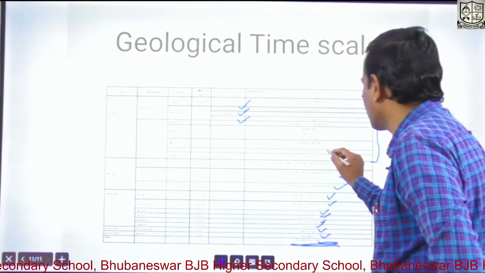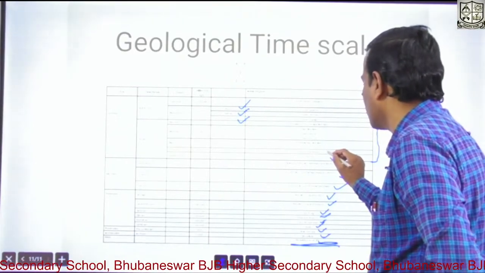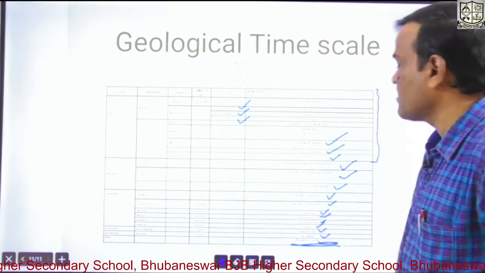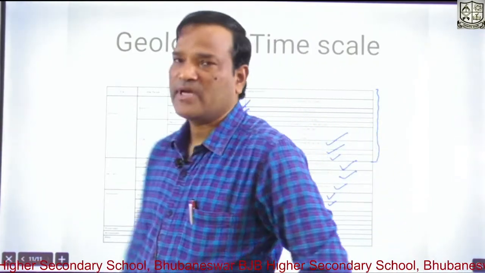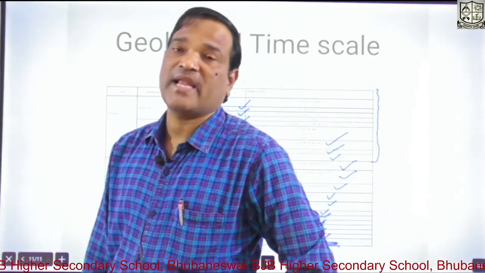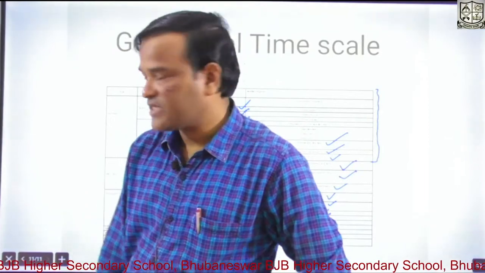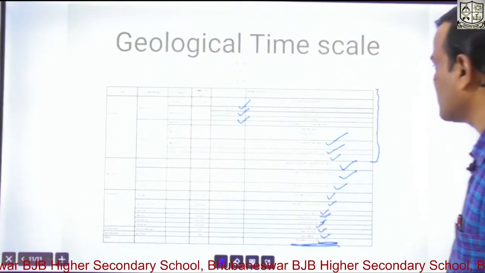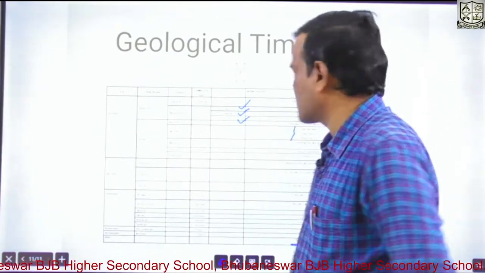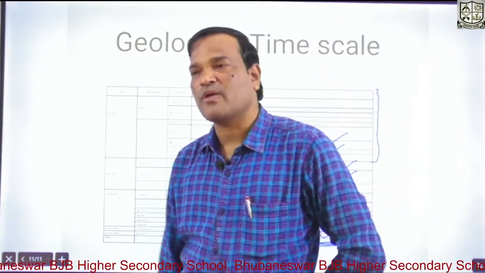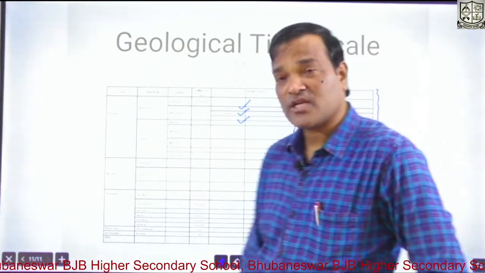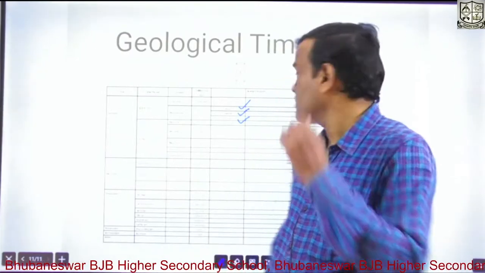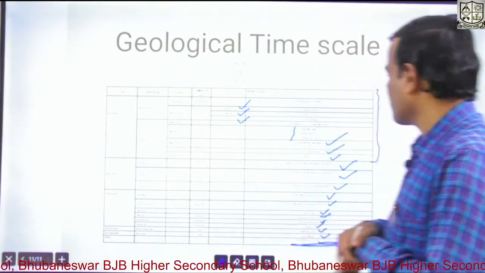During the Eocene, modern mammals developed, and in the Oligocene, primitive man-like, ape-like forms were developed. Then in the Miocene, various ancient fossils were discovered: Dryopithecus, Prolopithecus, Sibapithecus, man-like apes. These developed during the Miocene period.